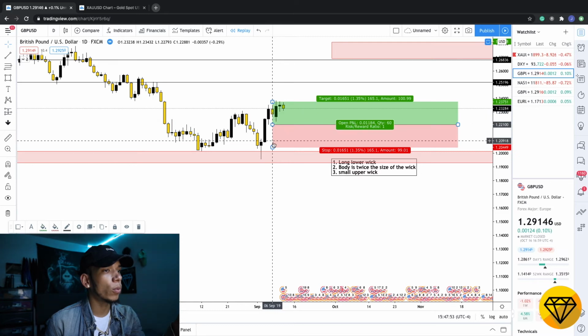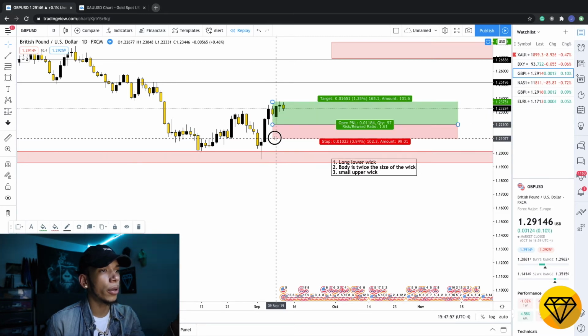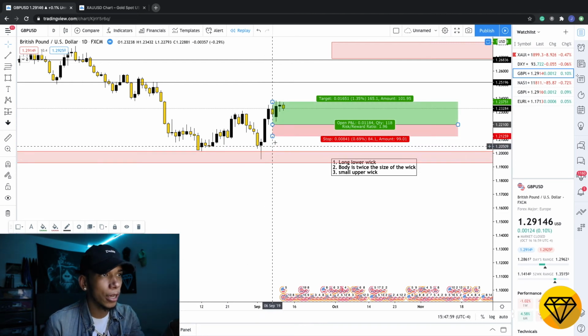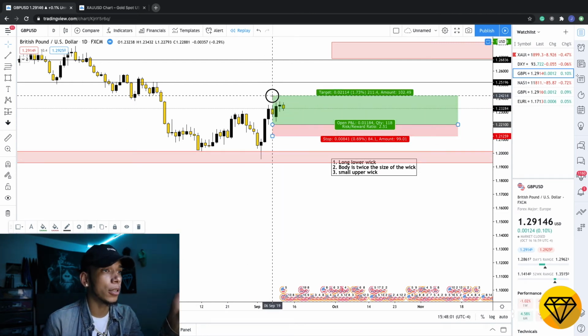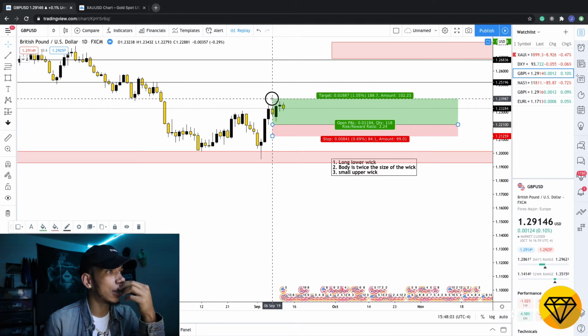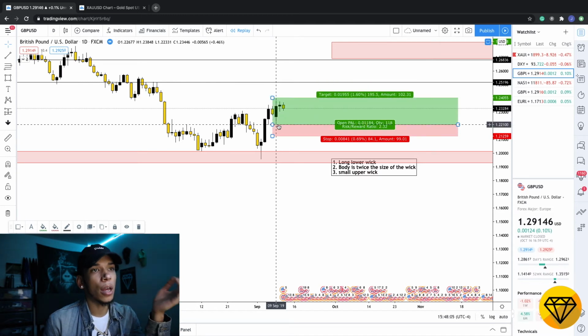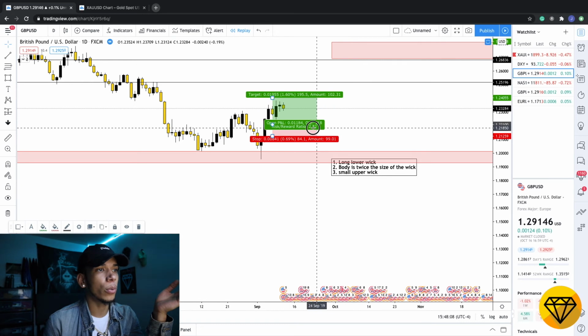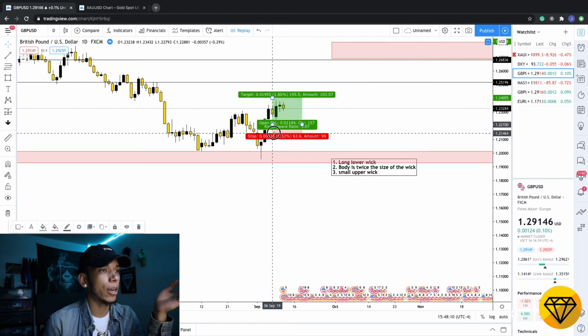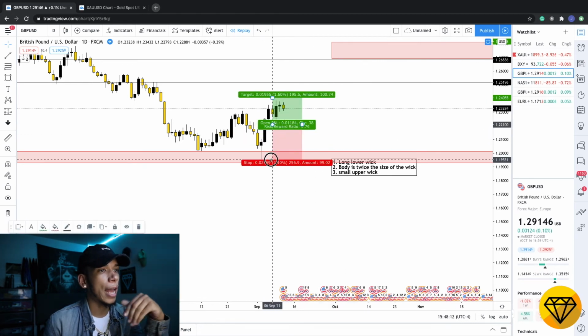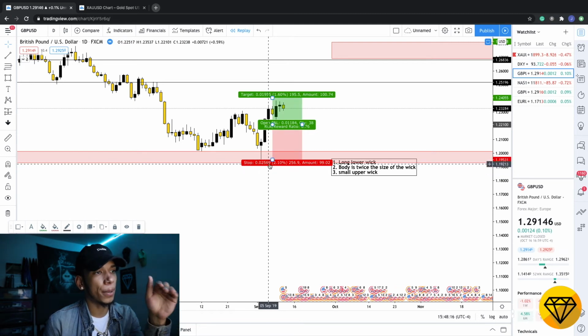If you weren't too sold on this hammer and this structure back here, you could have waited for confirmation and taken it to the last structure up here, a good 1 to 2 risk to reward ratio. Not necessarily. You would have had to respect this structure, respect that wick, and put your stop loss here.